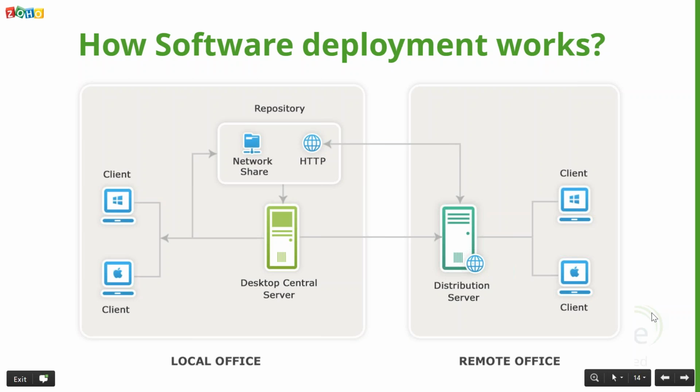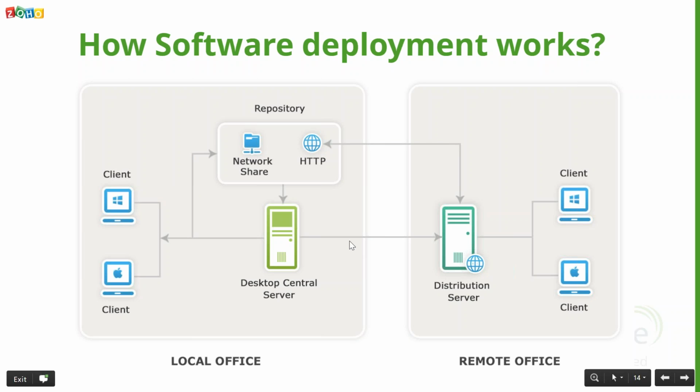The second step involves adding the package in the Desktop Central product. I will discuss how to add the package in a later section, but once we have added the package, the agent will get the task information from the Desktop Central server about the particular software deployment, the software package. So the client machine will connect to the network share, download the installable, and start the installation process. This is how it works in terms of a local office.